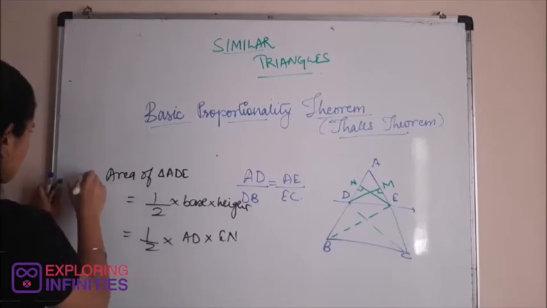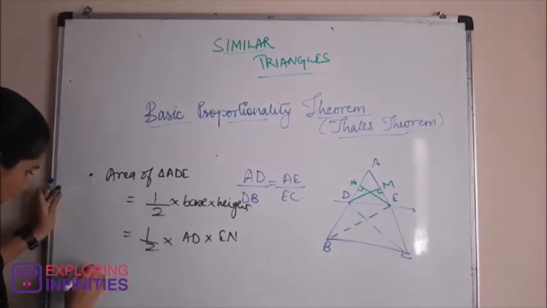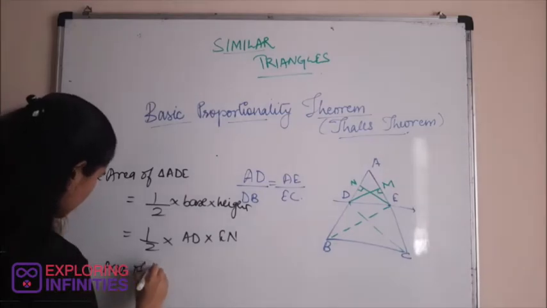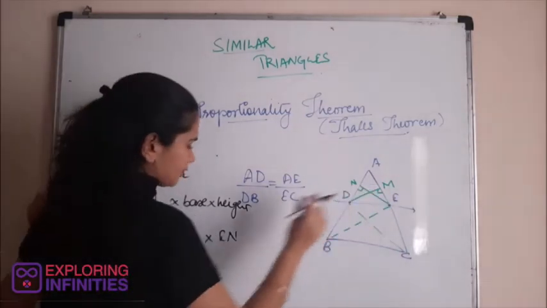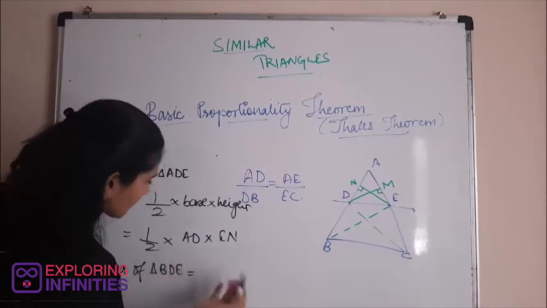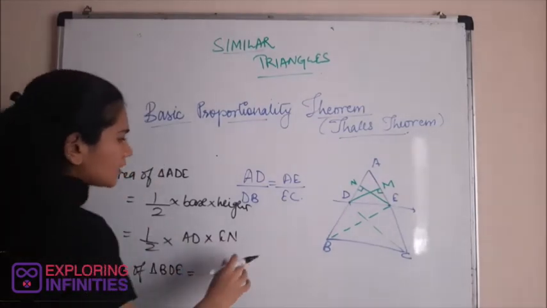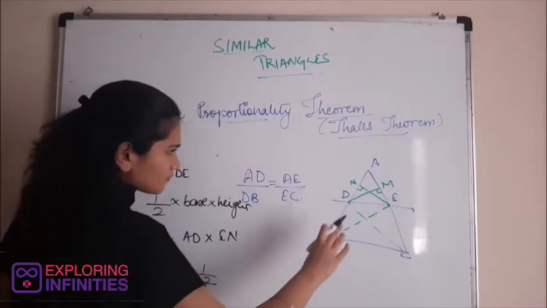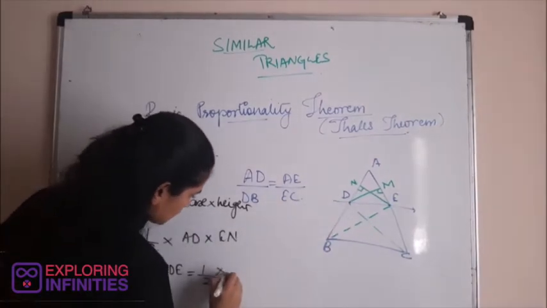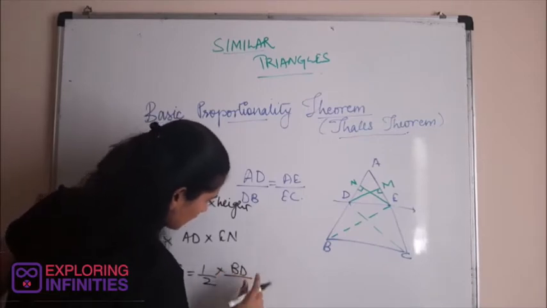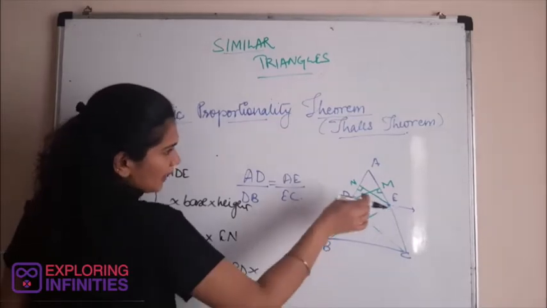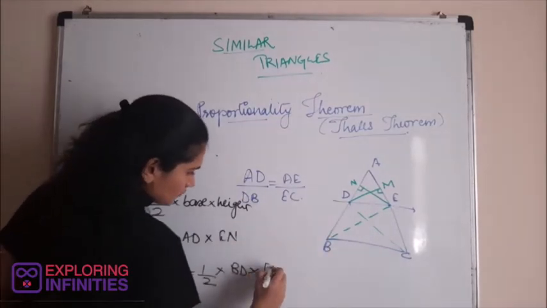Now in triangle ADE, this is the first thing. Now secondly, we will take the area of triangle BDE, which would be again half of base into height. What would be the base here? The base here would be BD. And what would be the height? The height would be EN.